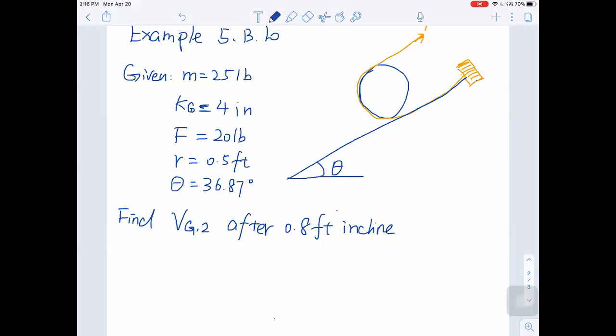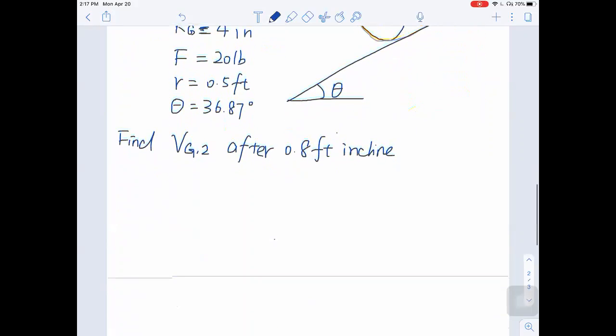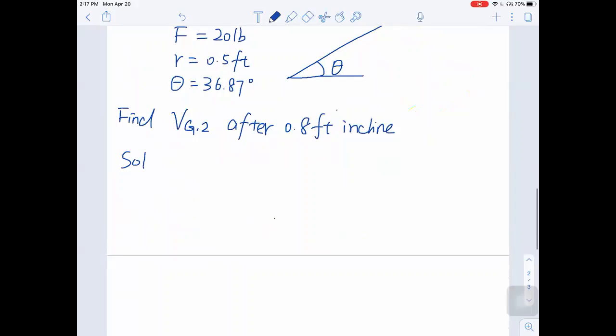Okay, so if you look at this problem, we know the force, we know the mass, and what we're trying to find is the speed after a certain traveling distance. Such a problem indicates you need to use the work energy equation to solve it. Let's look at how we can apply the work energy equation in this problem.